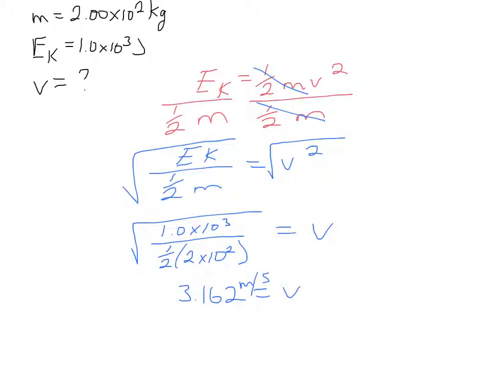But what I need to do is put that into significant digits. It gave me 2 and 3, which means I need to give back 2. So I'm going to say that 3.2 meters per second equals my velocity.